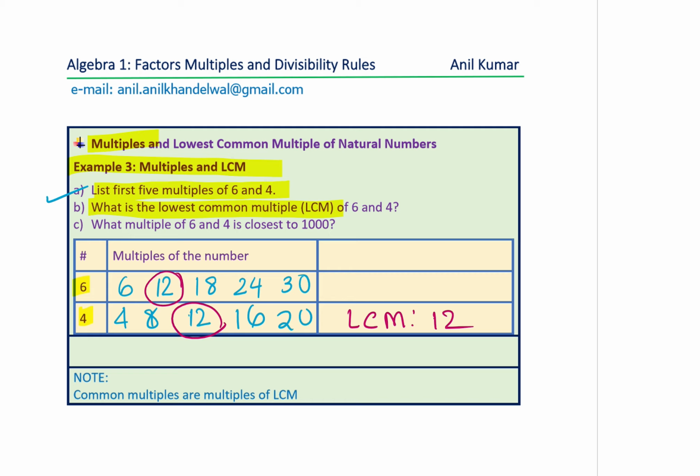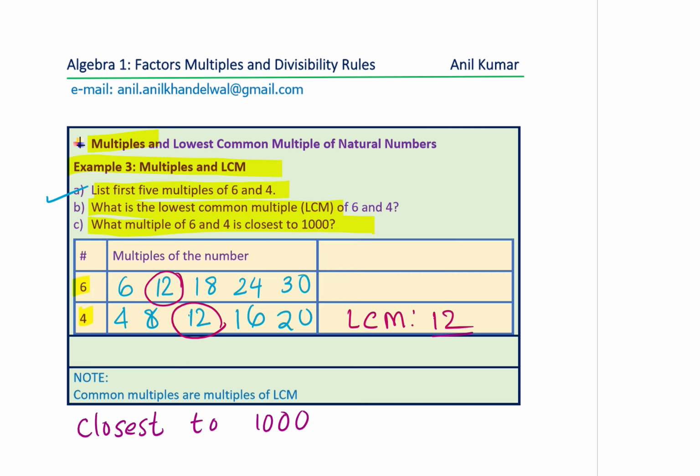Correct. Now, the question is, what multiple of 6 and 4 is closest to 1000? So that becomes the lowest common multiple, and we are now looking into what multiple is closest to 1000. So how do we do that part? I'd like you to take a moment to think about it. Closest to 1000, right? So how will you do this part? Which is closest to 1000?